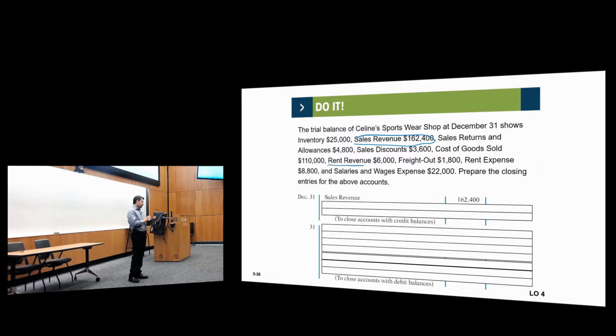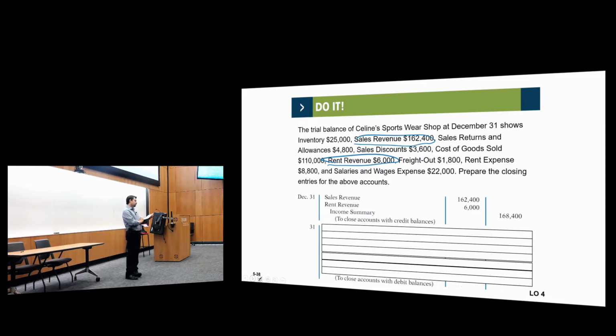What about rent revenue? That's also another revenue. You have to pay attention to that. A lot of companies have more than one source of revenue. Most companies actually have more than one source of revenue. So you have rent revenue also. We also debit rent revenue, the value. Now what do you include here? Income summary for the sum of the two amounts.